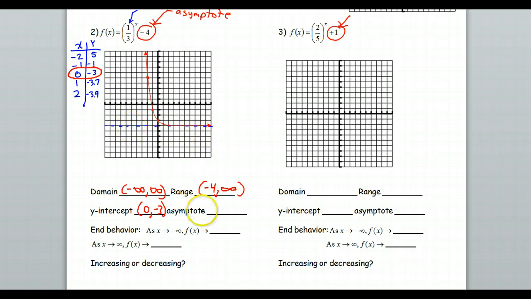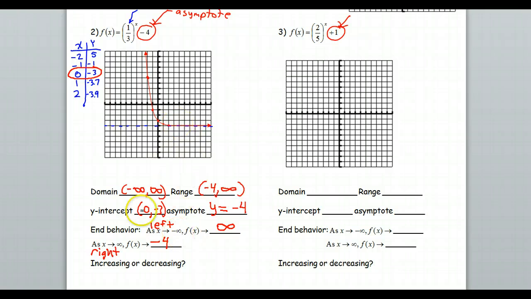The asymptote is the horizontal line, so it's always of the form y equals something. In this case, y equals -4. Do not just put -4. Y equals -4. Now the end behavior, remember, this just is asking us what happens on the left and what happens on the right. Well, as we go to the left, this time the graph goes up, up, up, up, up. So that means the function approaches infinity. As we go to the right, the graph gets closer and closer to -4. So the function approaches -4 as we go to the right.